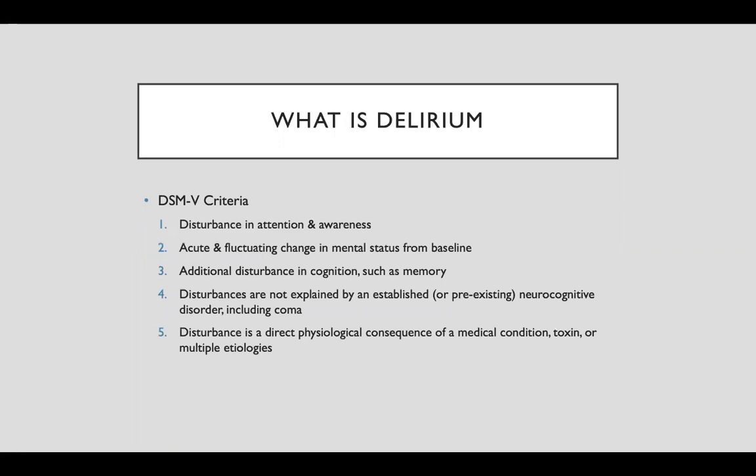This is how delirium is described by the DSM-5 criteria. So first, there's a disturbance in attention and awareness. Second, there's acute and fluctuating change in mental status from the patient's baseline. Number 3, there is an additional disturbance in cognition, such as memory. 4, disturbances are not explained by an established or pre-existing neurocognitive disorder, including coma. And 5, disturbance is a direct physiological consequence of a medical condition, toxin, or multiple etiologies.